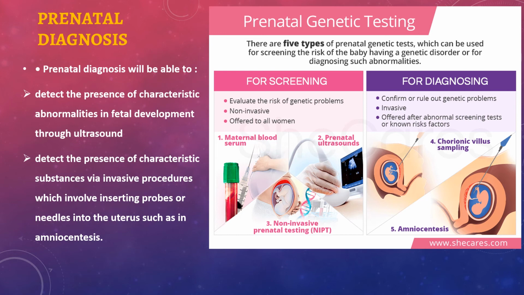Next, for diagnosing, it confirms or rules out genetic problems. It gives a positive response on whether the fetus has a genetic problem or not. It is invasive and is offered after an abnormal screening test or known risk factors. So first we will have the screening test, and then the diagnostic test will be performed. For diagnosing, it consists of two tests, that is chorionic villus sampling and amniocentesis.